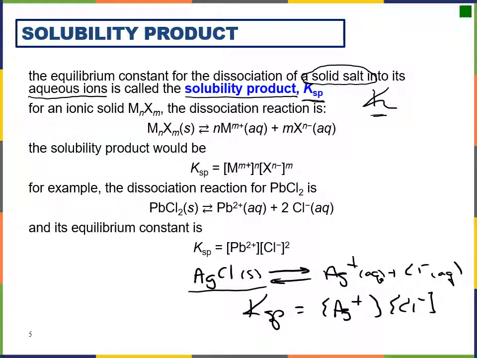Now, what if we instead had iron chloride? Well, iron chloride is going to dissolve into iron and 2 chlorides, and so our KSP is going to equal the concentration of the iron times the concentration of the chloride squared.